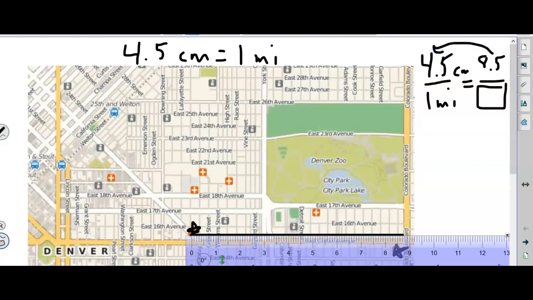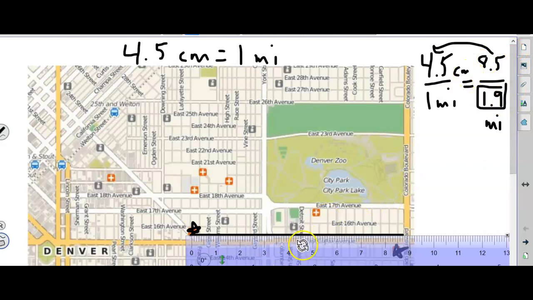8.5 divided by 4.5. It's going to be slightly less than 2. So let's punch that into the calculator. 8.5 divided by 4.5, 1.8 repeating. So we'll just say 1.9. So that's 1.9 miles. Okay, so from those 2 points, there's a distance of 1.9 miles. All right, so that's all we're doing today, is we are using this scale to calculate the distance between various places.